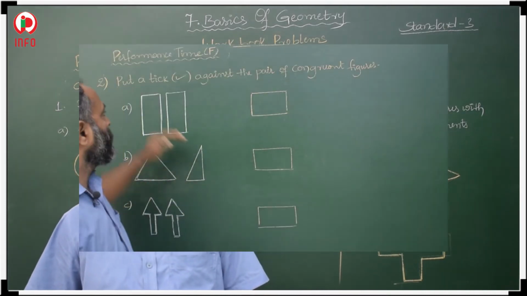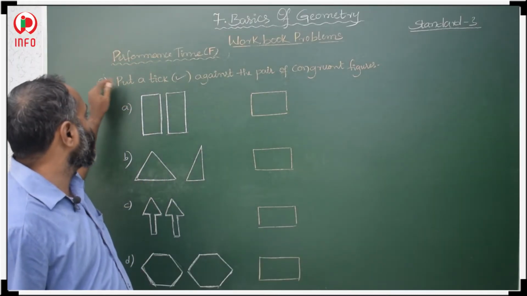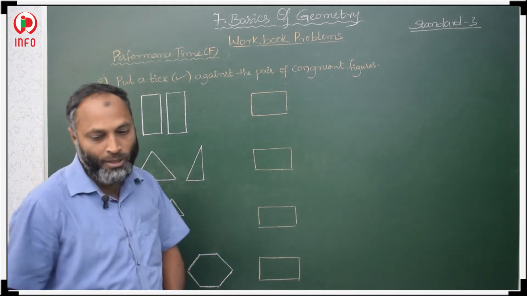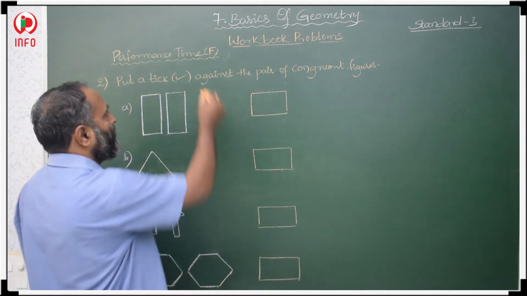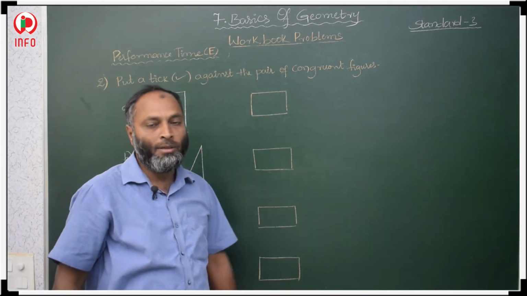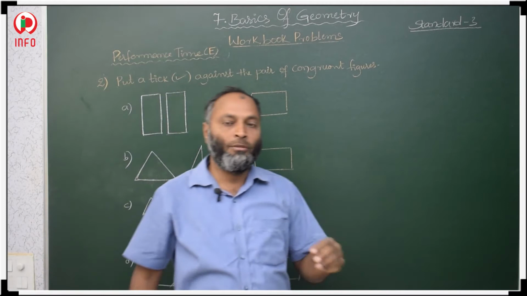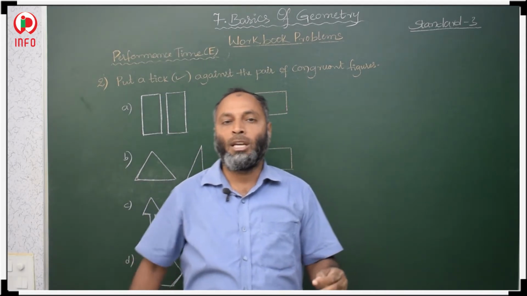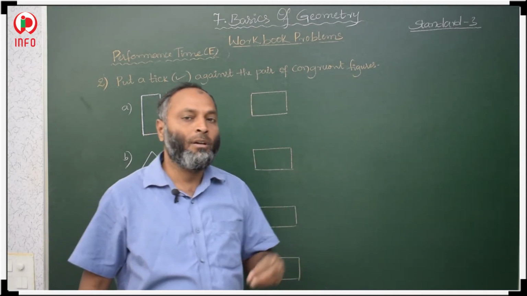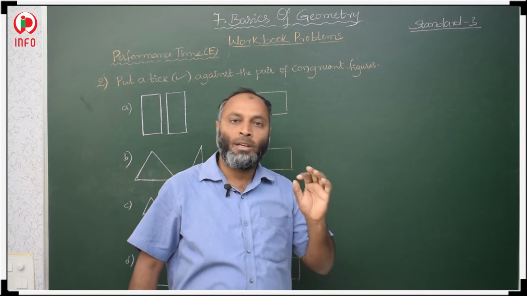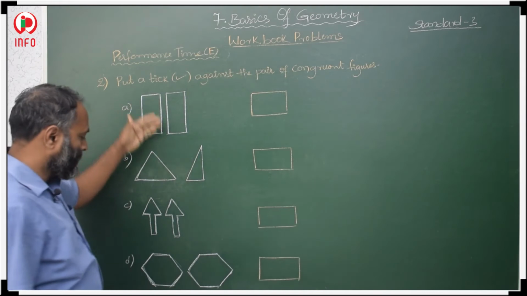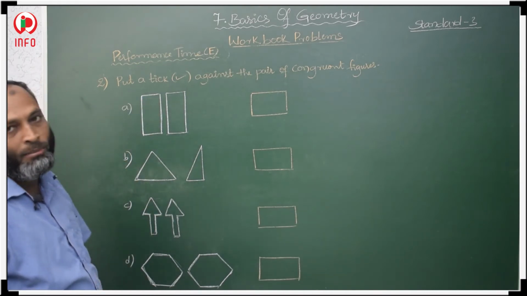Okay students. Next, in performance time F, the bit is given here. The second bit in performance, this is performance time E only, it is not F. In performance time E, the second bit: put a tick against the pair of congruent figures. What is congruent? Congruent means if two or more figures are of the same shape and size, then the given figures are congruent figures. In congruent figures they are of the same shape and same size. See here, in these given pictures, we have to keep a tick mark against the congruent ones.